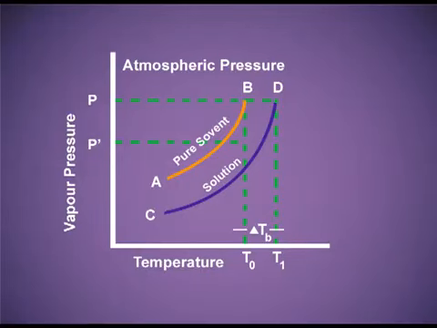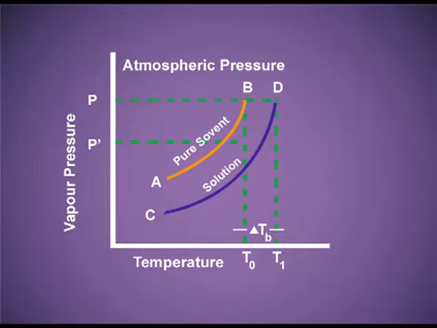The graph is between temperature along the x-axis and vapor pressure along the y-axis. You can see two curves. One curve is for a pure solvent, that is AB, and another curve is for the solution, that is the CD curve. From the figure you can see that the CD curve is below AB. This shows that at each temperature, the vapor pressure of the solution is less than the vapor pressure of the pure solvent.